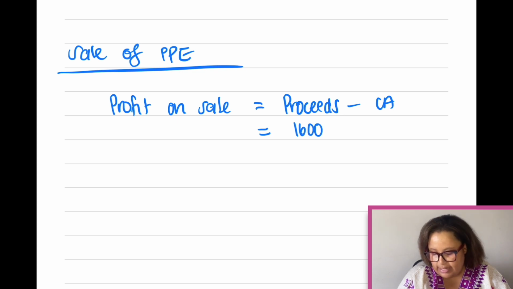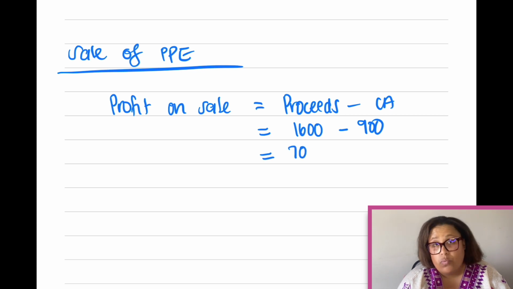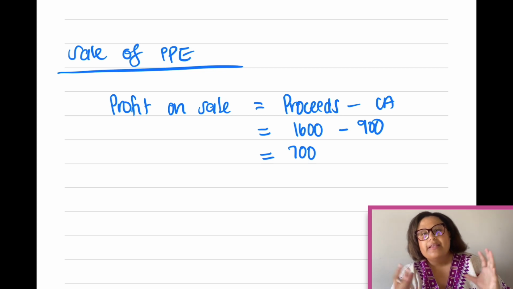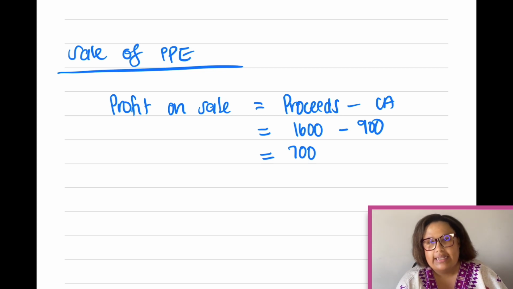So we're going to be selling this asset for 1,600 and the carrying amount of the asset is 900. So that means that we have a profit on sale of 700. So that's the profit that is going to be hitting our income statement.